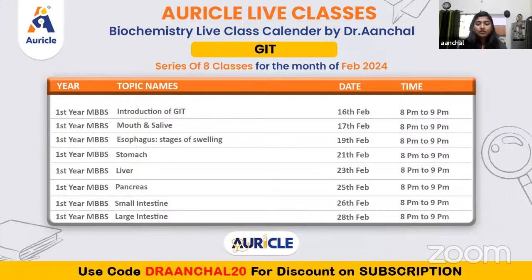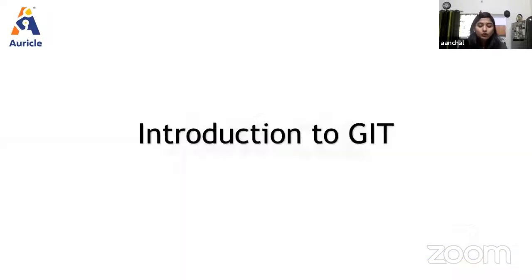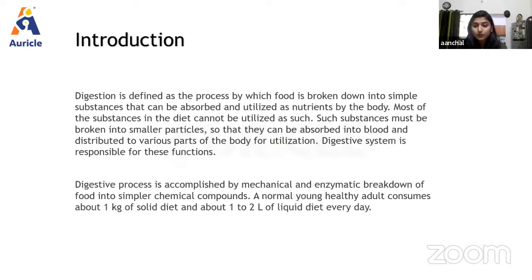So basically, the GIT is the portal or gate through which nutritive substances, vitamins, minerals, and fluids enter the body. We know that proteins, fats, carbohydrates are broken down into absorbable units in the small intestine. They can cross the mucosa and enter the lymph or blood, and therefore become more usable by the body. So in GIT, the most important step is digestion. Digestion is defined as the process by which food is broken down into simple substances that can be absorbed and utilized as nutrients by the body.